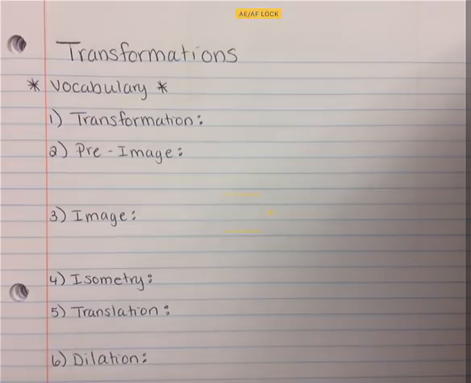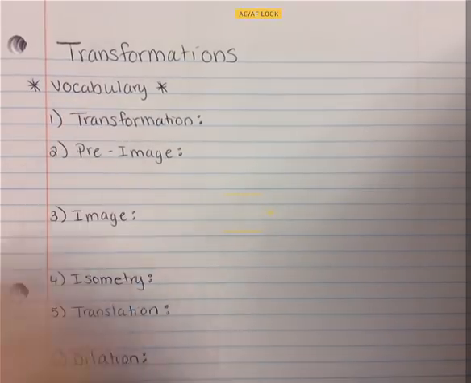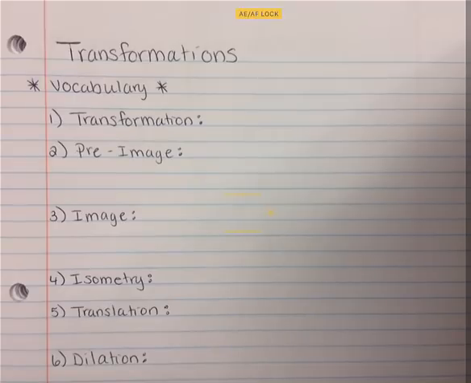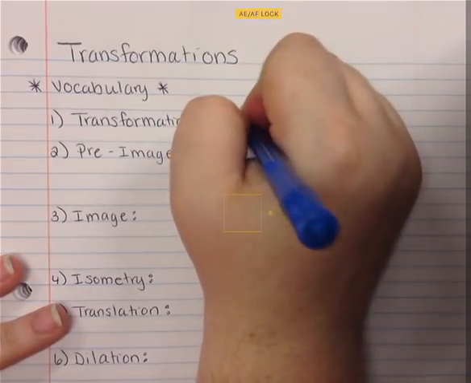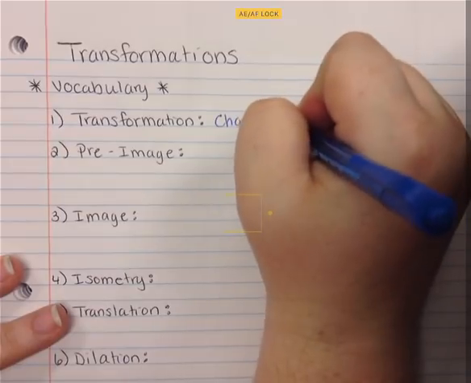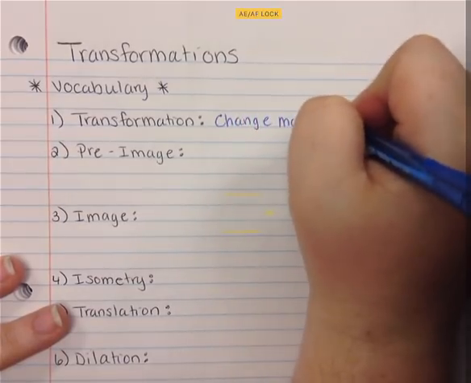This video is going to explain the transformations. We're going to talk about the vocabulary for transformations. There are 9 specific vocabulary words we want to talk about. The first one in particular is the term transformation. A transformation is a change made to a figure.